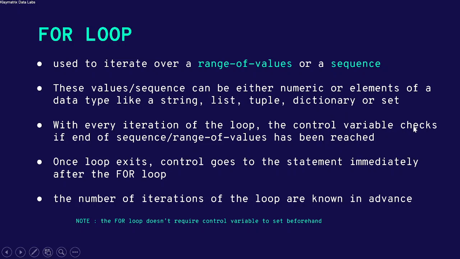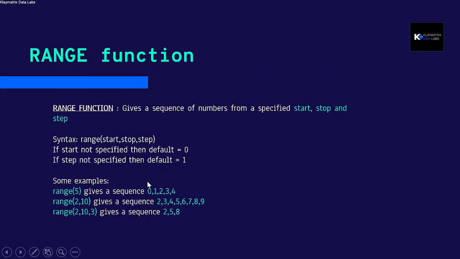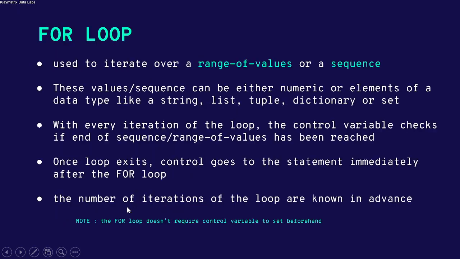So the control variable checks if the end of the sequence or range of values has been reached. So it checks for the end of that sequence or range of values, right? For example, in the range function we just discussed, it will check whether it has reached the end, 5, right? And if it is a list, it will check whether it has reached the end of the list, and so on and so forth.